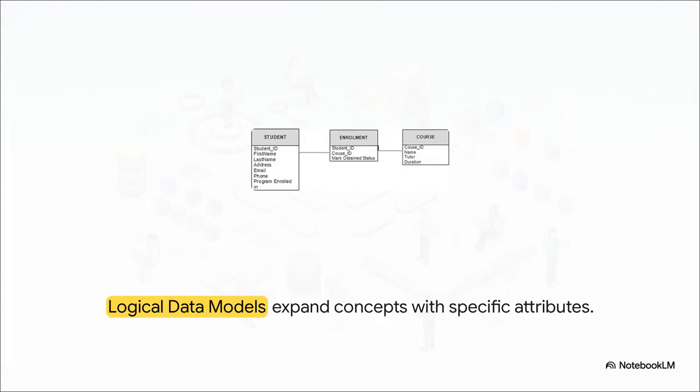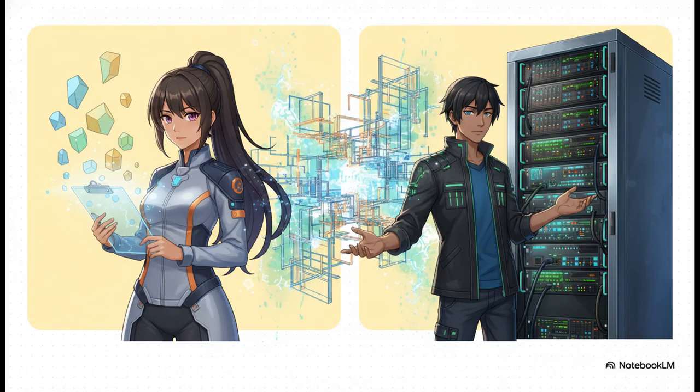This is the logical data model. It zooms in on our blueprint by adding what we call attributes to our entities. So take the student entity, for example. Instead of just a generic label, we now know exactly what details a student contains. Things like student ID, first name, and email. It's highly detailed, but the cool thing is it remains database agnostic, meaning it doesn't tie us down to any specific software just yet.